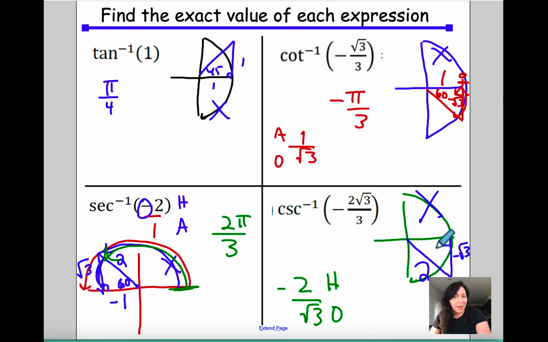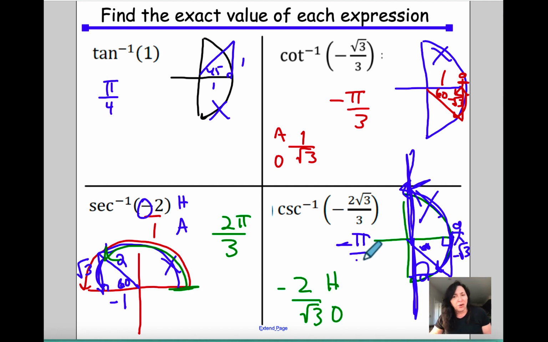And so where are we at? Again, across from root 3 is a 60-degree reference. And try to imagine yourself here at 0, where you could only go up to 90 degrees or down to 90 degrees. So you're going down. You're not going all the way around. You're going down. This is a restricted domain, meaning you cannot pass. You shall not pass past that domain. So it's locked. You have to go down. So this would be negative pi over 3, and that would be your answer for that.